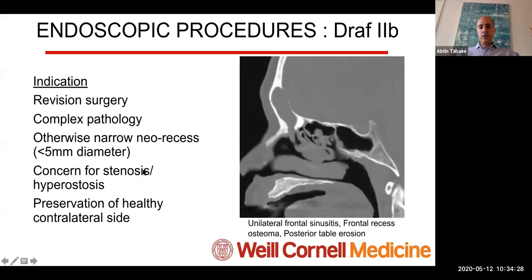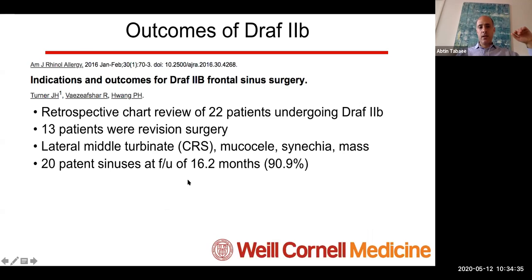If you're especially concerned about stenosis, or you only have one-sided disease, I think the 2B is a really important surgery. Dr. Peter Wong from Stanford, who's written extensively about the 2B procedure, including some of the outcomes, has highlighted this importance. He found at 16 months a 90% patency of 2B cavities that he operated on. There was a 22 patient series.